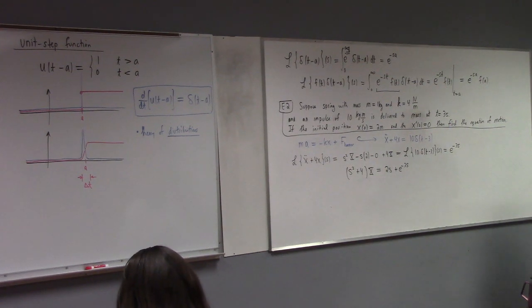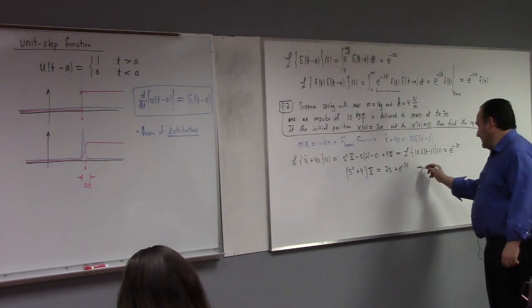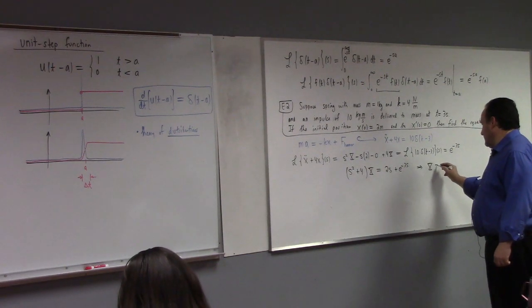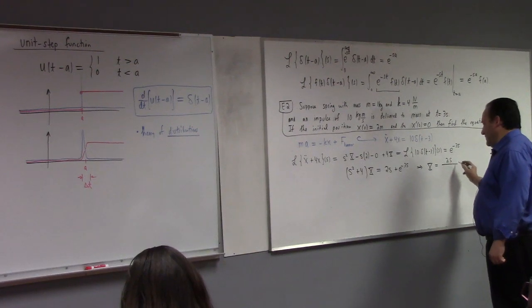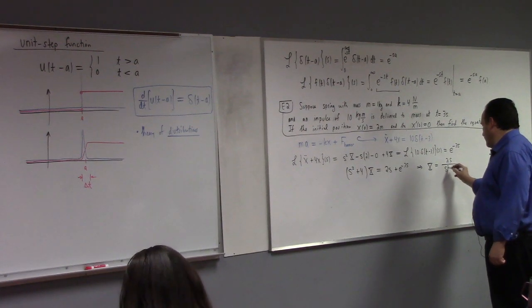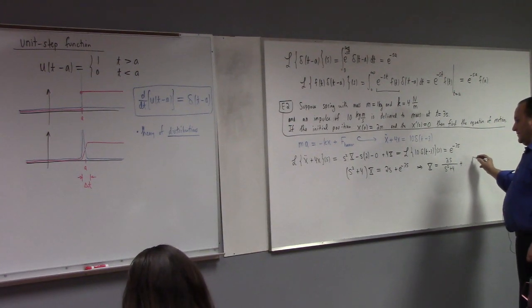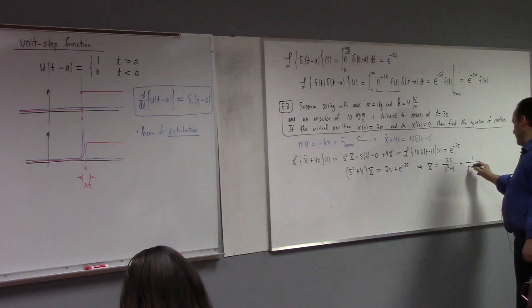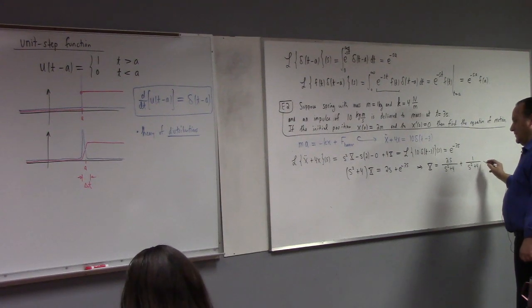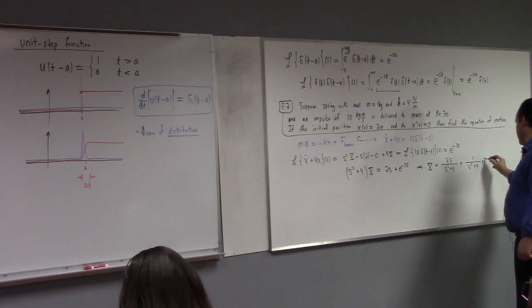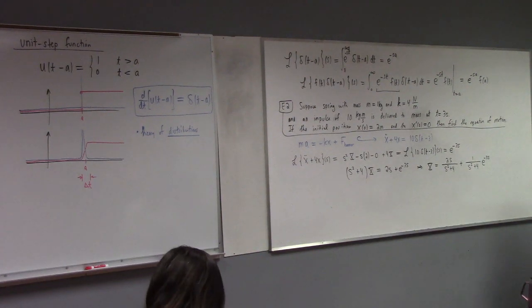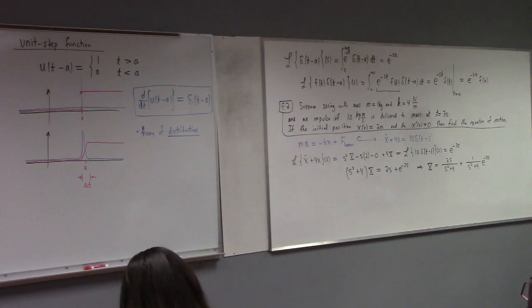Now solve for big X. We've got big X is equal to 2s over s squared plus 4, plus 1 over s squared plus 4, times e to the minus 3s. You have to treat the term with the exponential in s and the term without the exponential in s separately. They require a different approach.